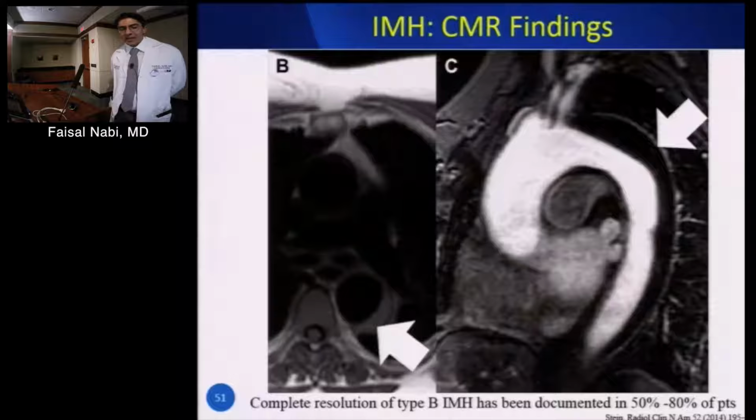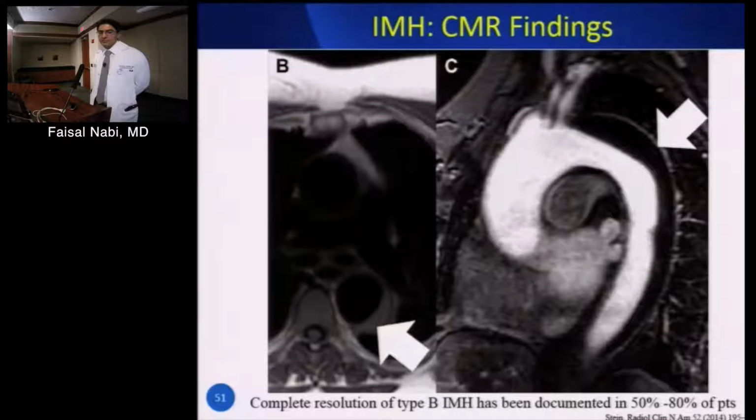If it is diffuse, this is not focal. This is diffuse, on a big portion of the aorta. You can get a PET scan, actually. If it is an acute inflammation, you can see it light up positive.